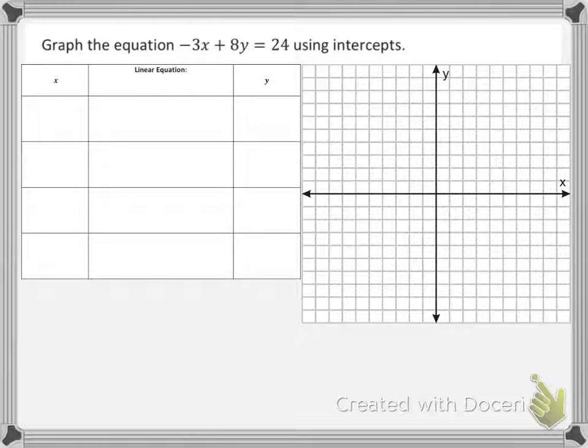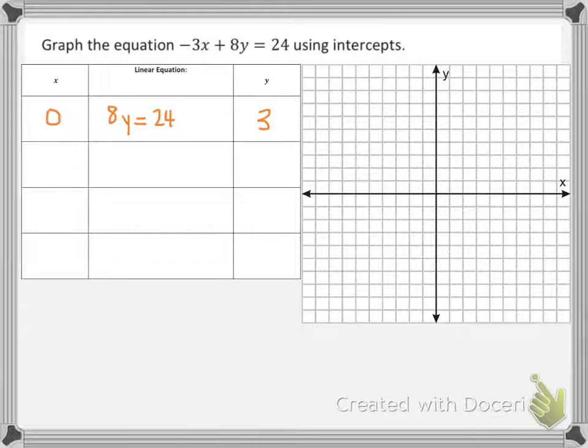All right, today we're graphing the equation negative 3x plus 8y equals 24 using intercepts. Well, the intercepts, we found out in our last lesson, the y-intercept happens when x equals 0. So I'm going to make x equal to 0 and find the y-intercept first. So I'm going to put a 0 in for x. That gives me 8y equals 24. And if I multiply both sides by the reciprocal of 8, that will give me 24 divided by 8, which is 3. So y will equal 3 when x is 0.